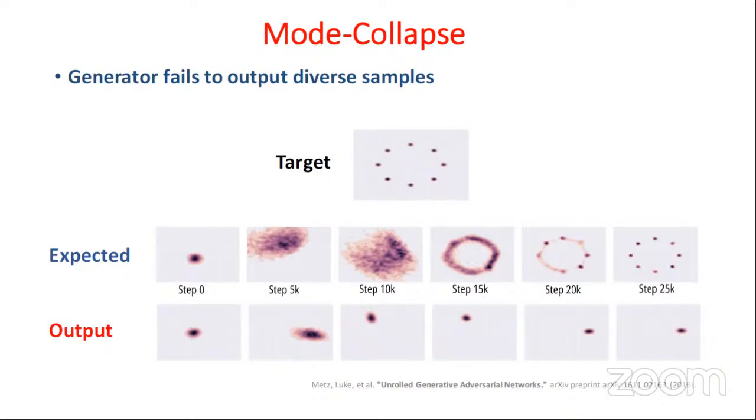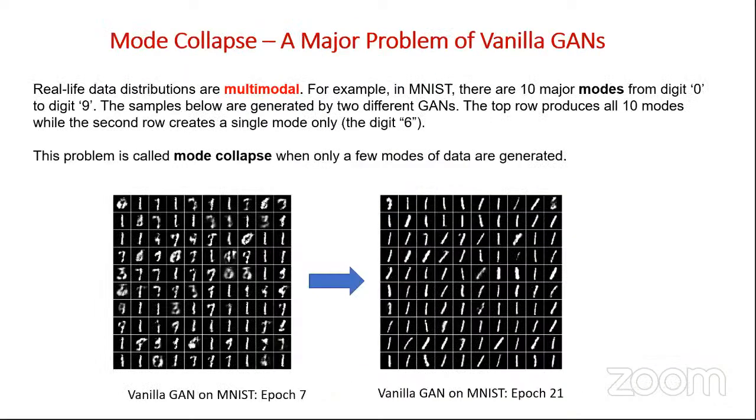If you look at the MNIST data set, we say there are 10 modes because it is a collection of handwritten digits from 0 to 9. Real life data distributions are multimodal. Multimodal means within the same data, there are multiple internal classes. MNIST has 10 major modes from digit 0 to digit 9. So if we use two different GANs, the top row produces all 10 modes and the second row produces only a single mode, you can see.